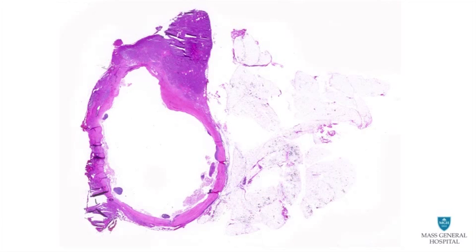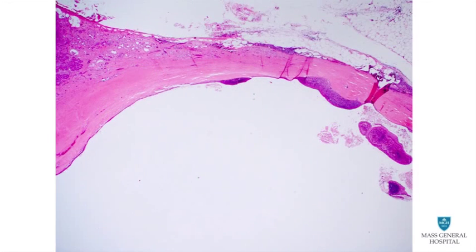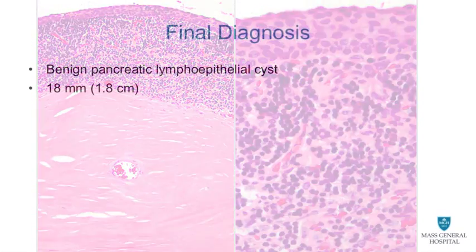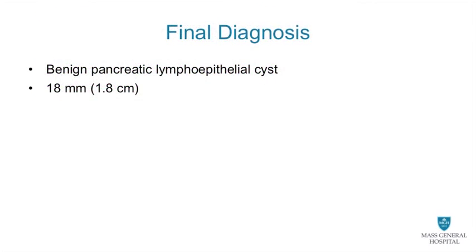On H&E section, you can see a fibrous wall. On higher magnification, you can see the thick fibrous septae. Most importantly, on high power magnification, you can see a cyst wall infiltrated with many lymphocytes. These lymphocytes help make the diagnosis of a benign pancreatic lymphoepithelial cyst measuring 3.8 centimeters.